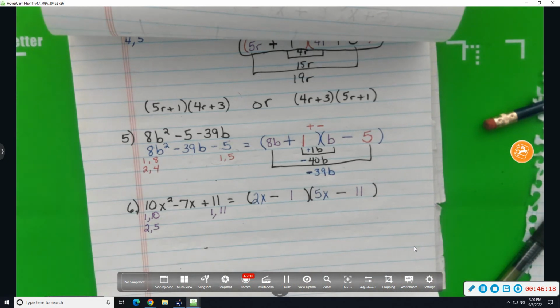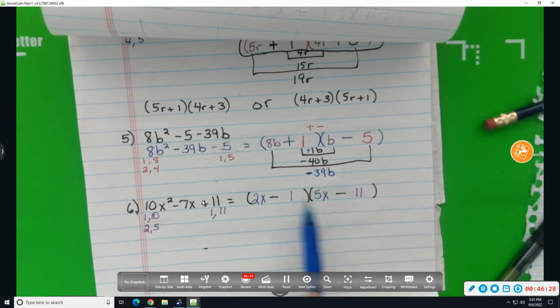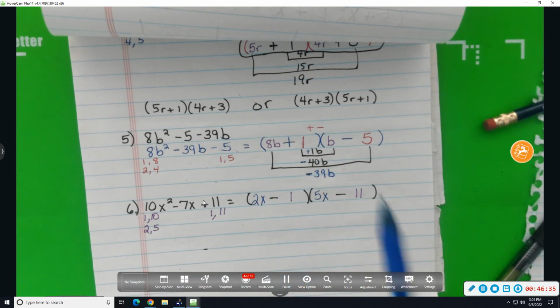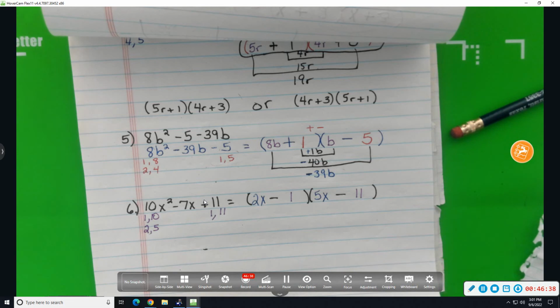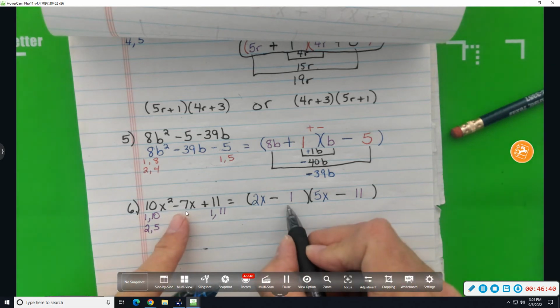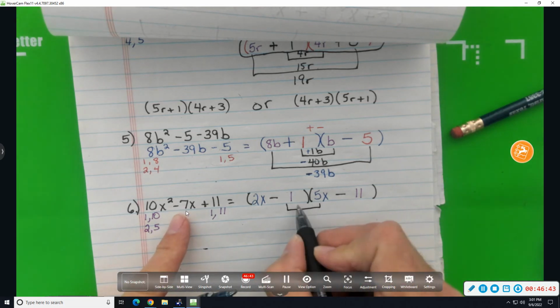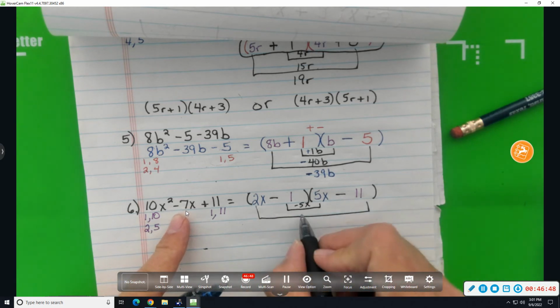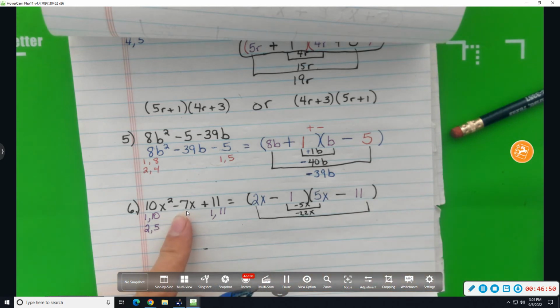If at any time you realize, oh wait, that's not going to give me a negative 7x, then cross it out and try the other one. But I'll never move the 1 and 11. I'll just leave a 1 and 11. I'm going to try 2, 5. And if that doesn't work, 5, 2. But doesn't work, I mean, if I don't get a negative 7x. Am I going to get a negative 7x out of negative 5x? And what's this outer? Negative 22x? No. No. Okay, so that doesn't work.